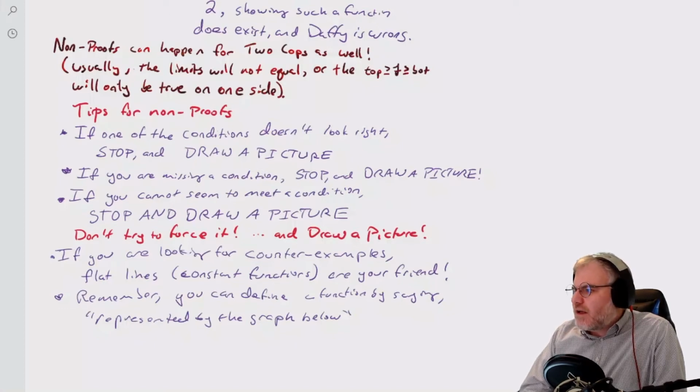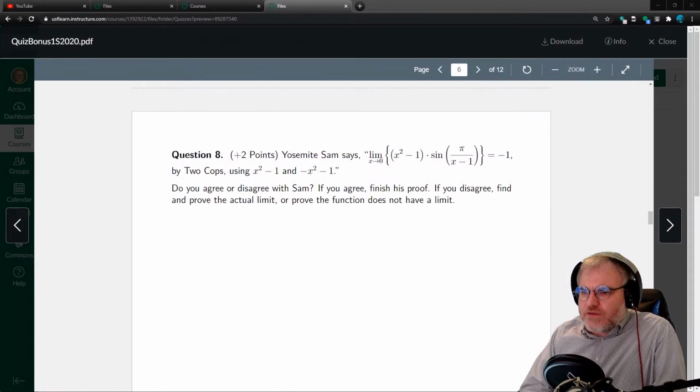Let's look at an example. Here's the example from last semester's bootleg. Yosemite Sam says that this function equals -1 by using two cops and a drunk, x squared minus 1 and negative x squared minus 1. Do you agree or disagree? If you agree, finish this proof. If you disagree, find and prove the actual limit and prove that the function does not have a limit.